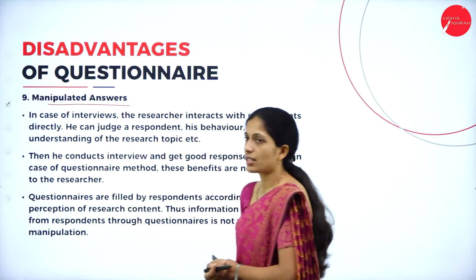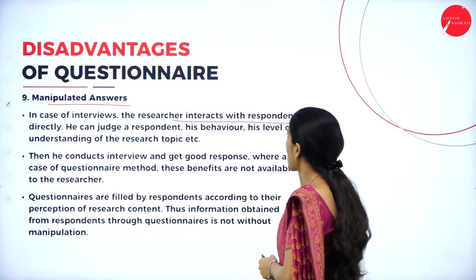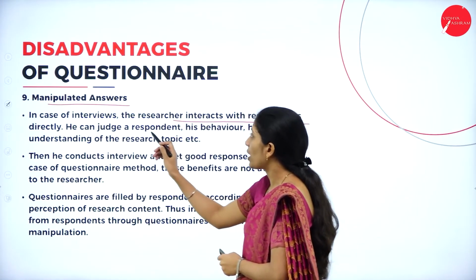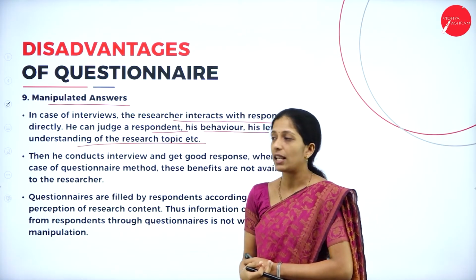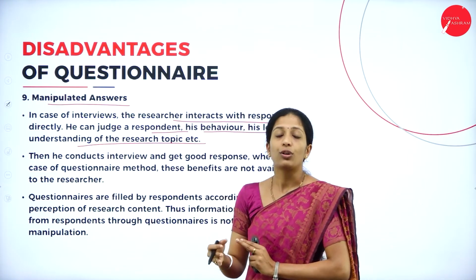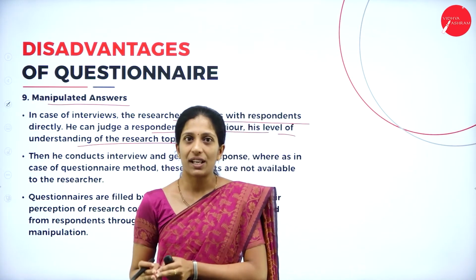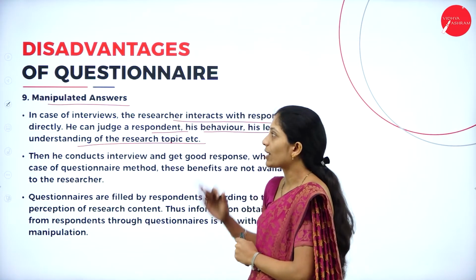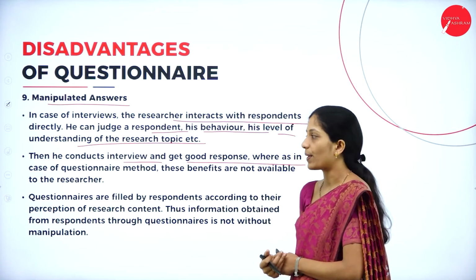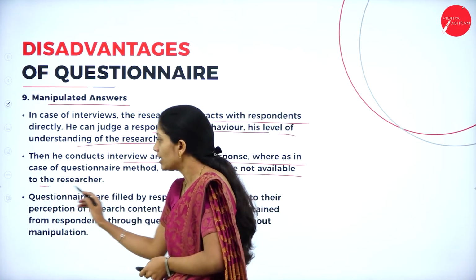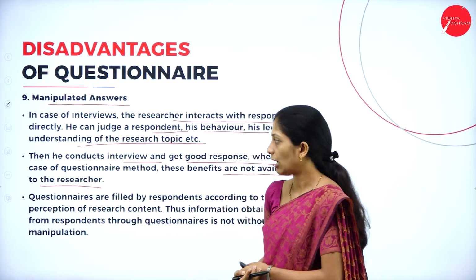Next one is manipulated answers. Let us see why they give manipulated answers. In case of an interview, the researcher interacts with the respondents directly. He can judge the respondent, his behavior, his level of understanding of the research topic, etc. Through a personal interview, or through the observation method, the researcher will come to know how the respondent is, how much he knows about the topic, and what his behavior and attitude are. But through a questionnaire, it is highly impossible. When he conducts an interview he gets a good response, whereas in the questionnaire method these benefits are not available to the researcher, because the researcher does not contact the respondent personally while collecting the information.